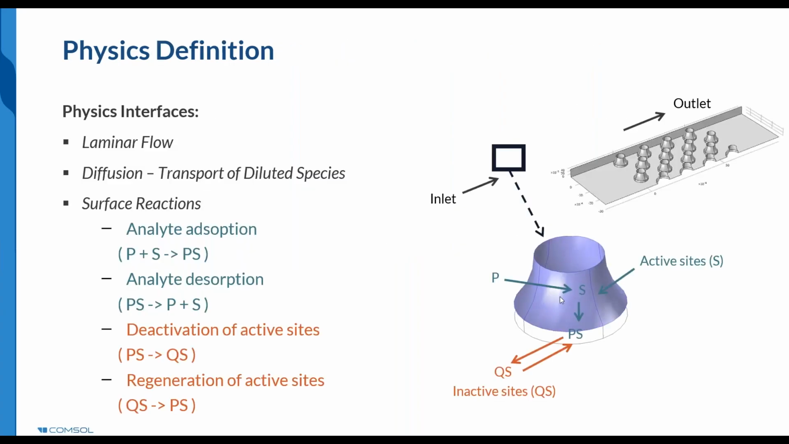For the model itself, we're going to be using three main physics interfaces to describe the reactions. We're going to have flow represented using laminar flow. We're going to have our reactions represented using the transport of diluted species and the surface reactions, as well as our diffusion process.